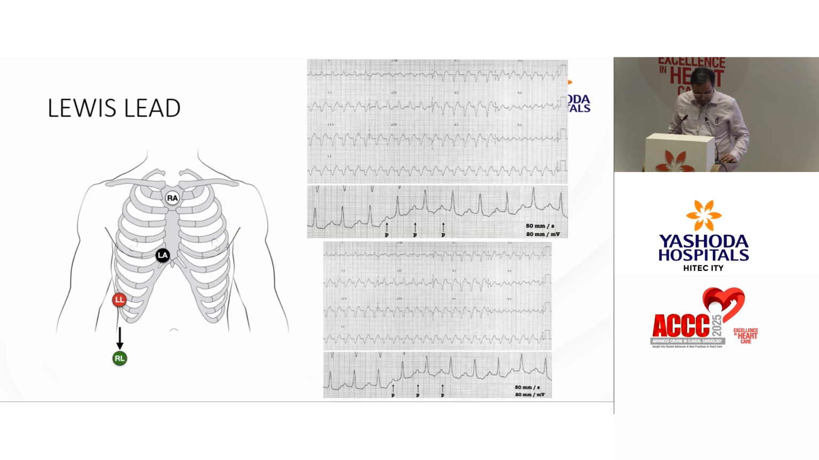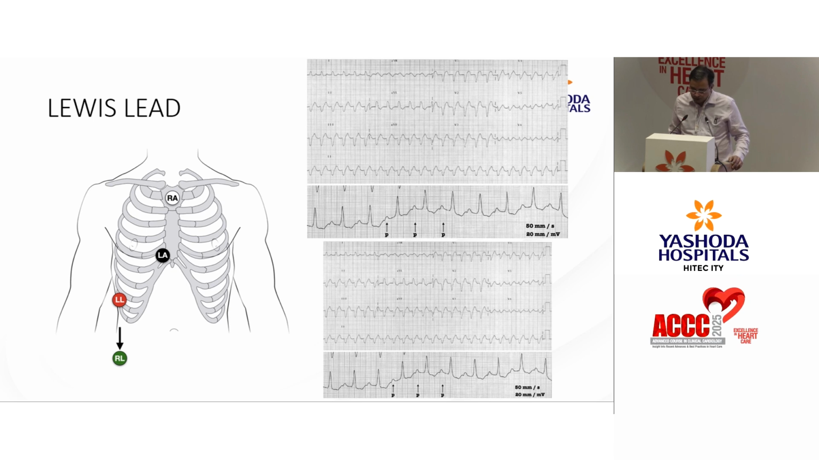Sometimes you have to unmask these P waves. You cannot see them on your regular ECG. You may have to use the Lewis lead. The Lewis lead is nothing but a repositioning of the leads just to bring out the atrial activity. So you put the right arm on the manubrium, the left arm on the lower border of the sternum on the right side. The left leg will be on the right lower rib cage, and the right leg will be in its own position.